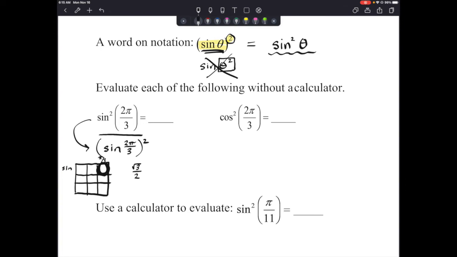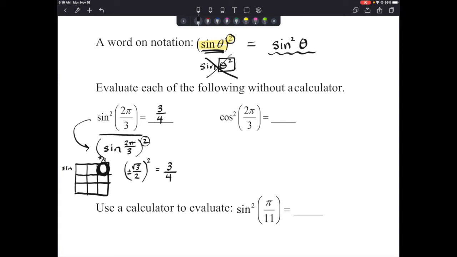And 2 pi over 3 is in the second quadrant, so we know it's positive. But in this case, it really won't matter if it's positive or negative, because we are going to square this. We're going to square the top. The square root of 3 squared is 3. Since it's positive, positive squared is still positive. And then when we square 2, we get 4. Our answer here ends up being 3/4.